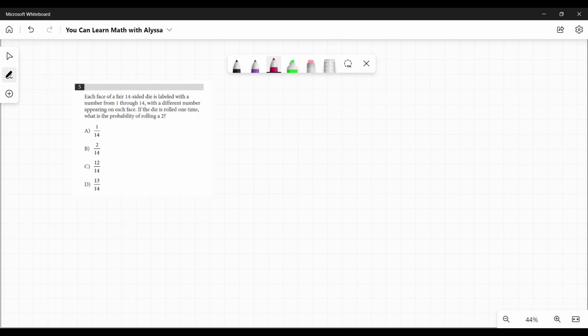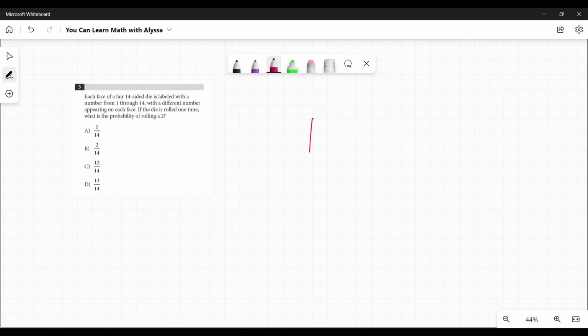And if I roll it once, how many 2s are there on this die? We're told there's a different number appearing on each face. So the 2 is only on there one time. There's one chance of getting 2.